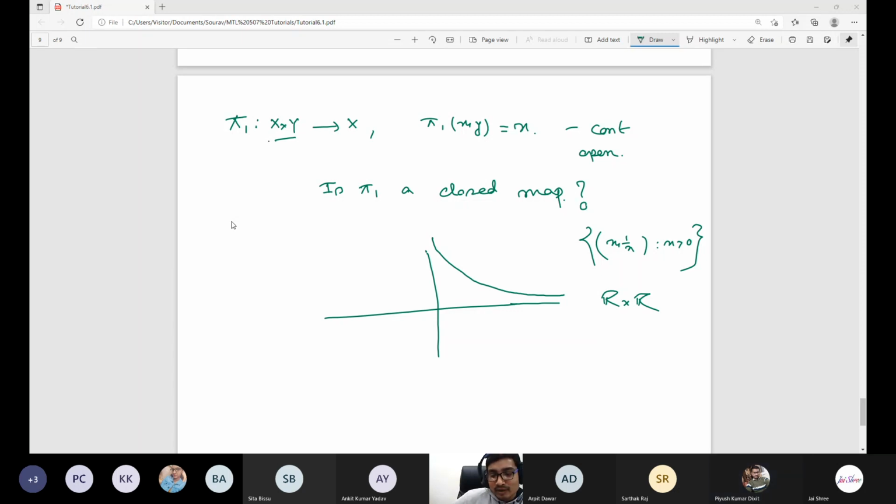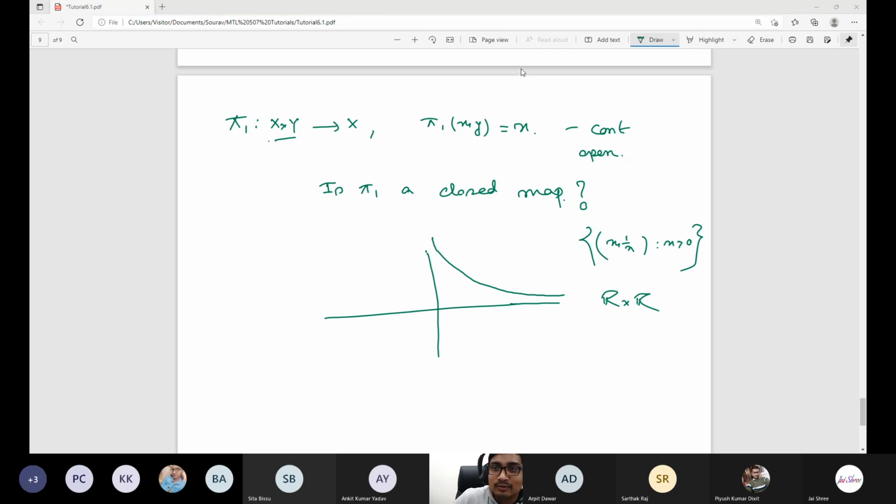So how many of you agree with him that the projection map need not be closed? The first projection need not be closed whenever you are given two topological spaces. How many of you agree with this? You can raise your hand using these kinds of emojis. And how many of you agree that it's not closed?